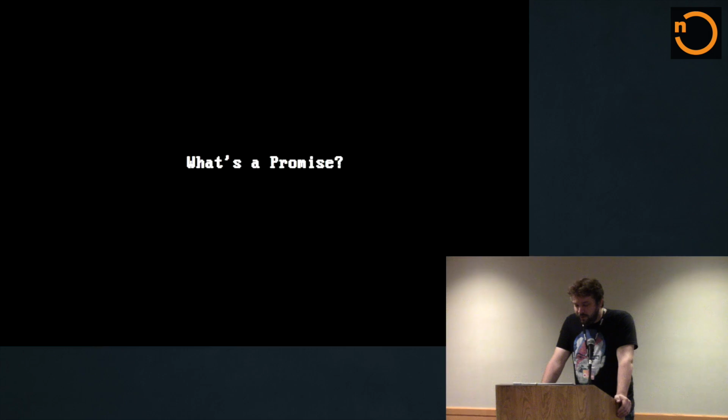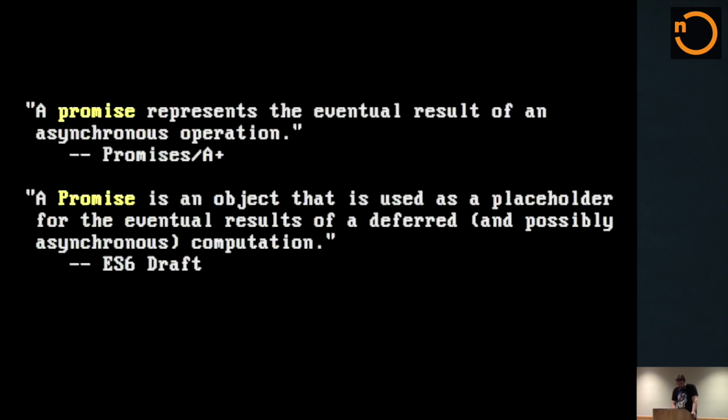Probably some of you, maybe most of you, already know what promises are, but best to go through a quick intro, I think. So let's go through a couple of the basics. Here's the definition, both from the Promises A+ spec and from the ES6 draft. Promises A+ says a promise represents the eventual result of an asynchronous operation. All right, that's not very clear. I think the ES6 draft says it a little better.